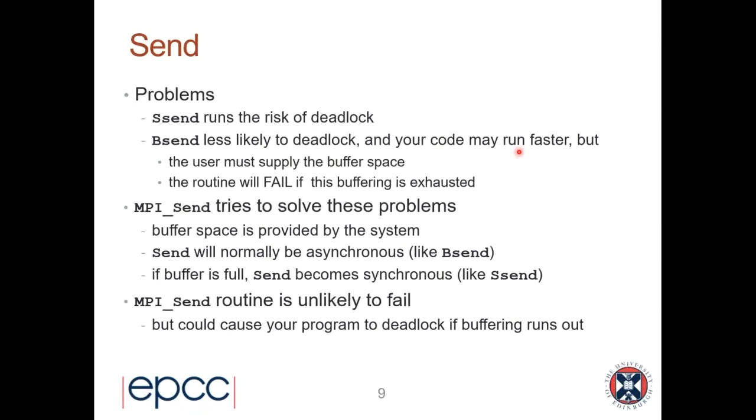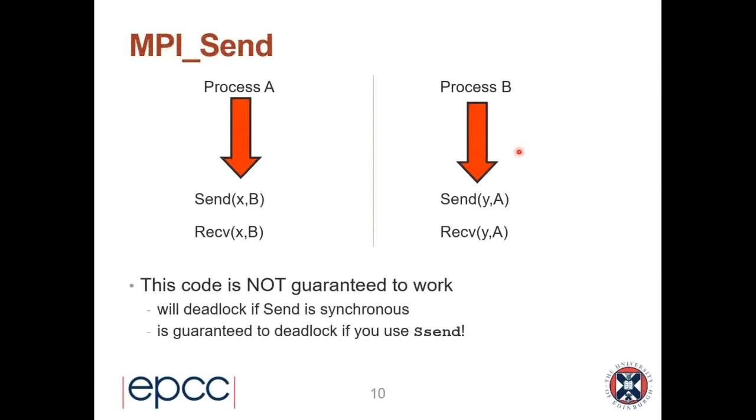People assume MPI send is asynchronous. So they write this code here, okay? Process A issues send of X to B. Process B issues send of Y to A. Process A receives X from B. Process B receives Y from A. This code is not guaranteed to work, okay? It will deadlock. If this was ssend and this was ssend, it's really, really important to realize that if both of these are ssends, this code is guaranteed to deadlock.